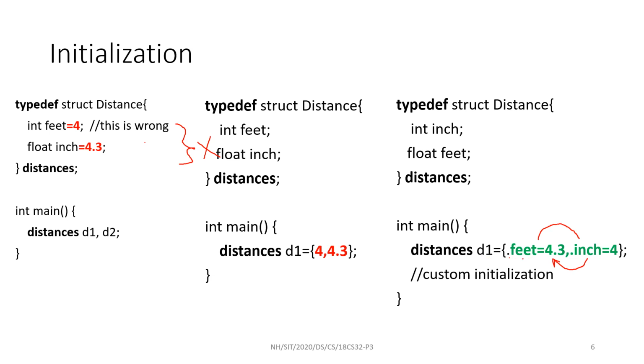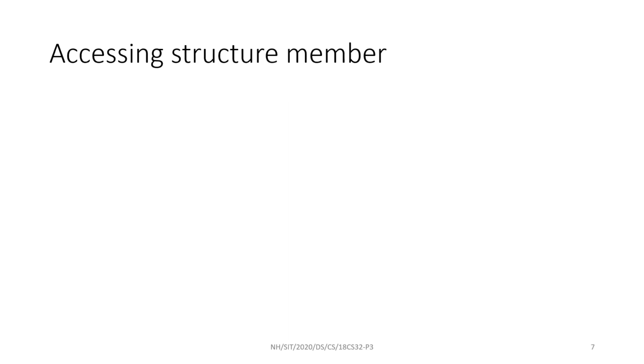This has got more clarity. What value you are assigning to which member. Okay. So these are the three different ways, and these are the two different ways to initialize.